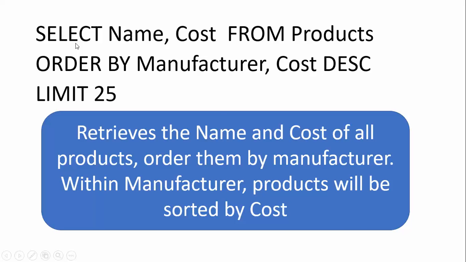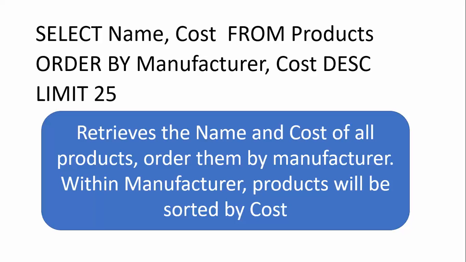So let's take a look at that. In this context here, we'll select the name and cost from our products, order them by manufacturer. So it's going to group them by manufacturer, and then within those groups, it's going to sort them by cost in descending order. And then let's say we want to limit the number of things that comes back to 25, right? So there's our limit. We don't want everything. Just roll them up by manufacturer, and then within those groups, order them by cost, but don't let the total number of records coming back exceed 25.